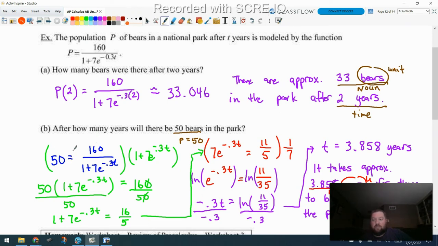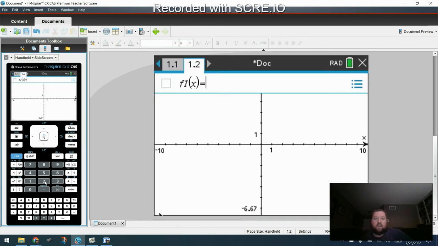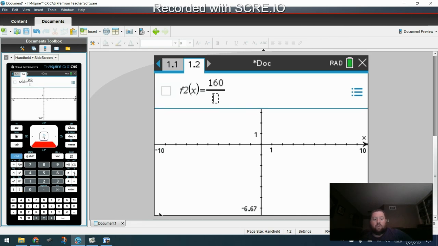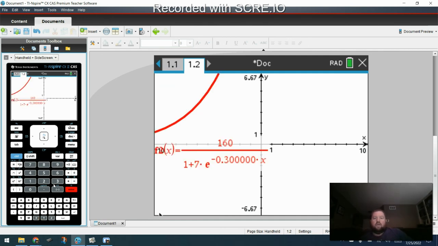Okay, so we have this equation, 50 equals this. I always solve things on a graph, so I've got to open up a new page here, Control Doc, graph page. You want to type one side of the equation into F1. So that's my 50. I'm going to type the other side of my equation. I'm going to hit Control divided by, and 160 over 1 plus 7e to the negative 0.3. And then you can't use t, you have to use x in the graph. So negative 0.3x.